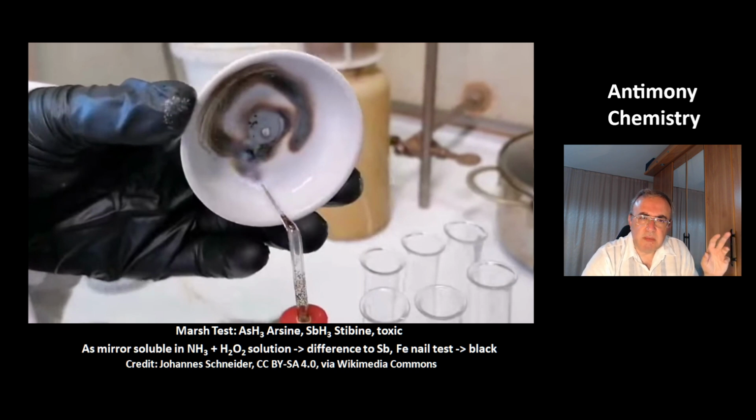There's another simple way to test for antimony. That's the iron nail test. In this case, you add water to your sample, mix it, and put a nail into this mixture. And if the sample contains antimony, then the antimony ions will be reduced by iron, which will give the iron nail a black surface from the antimony atoms. That's how you test.